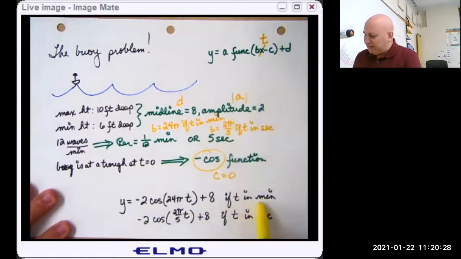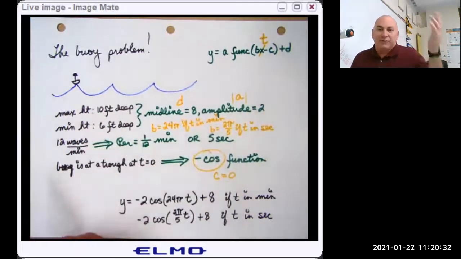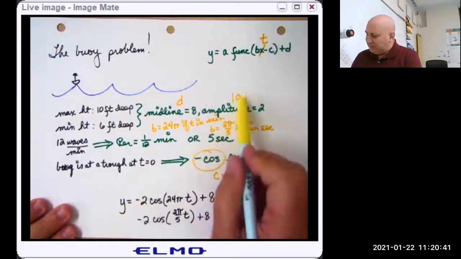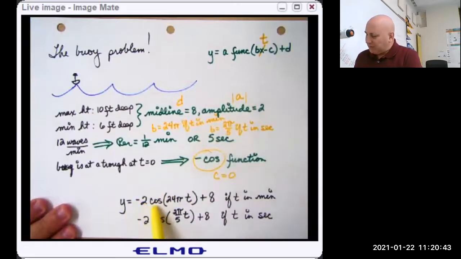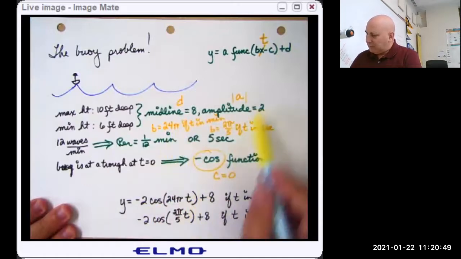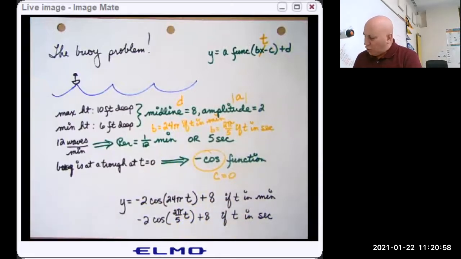So if we're measuring t in minutes, what's the height of the buoy after t minutes? Then it's y equals negative 2, that's my negative amplitude, times the cosine of 24 pi t, plus 8. Or you can do cosine of 2 pi over 5 t, plus 8, if t is in seconds.